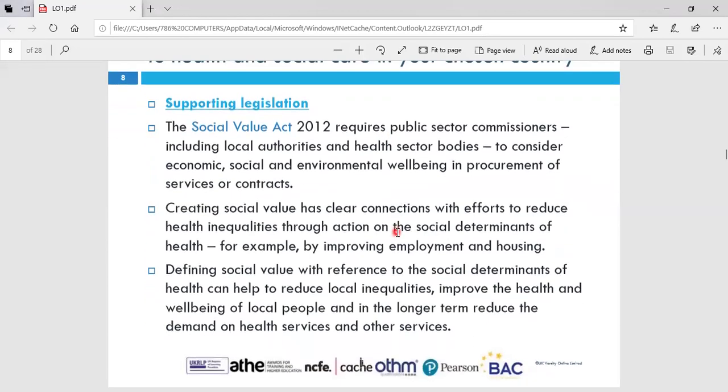So creating social value has clear connections with efforts to reduce health inequalities through actions on social determinants of health. Okay, so you have employment and housing as your social determinants of health. What is actually a social determinant of health? What do I mean by a social determinant of health? Anyone?